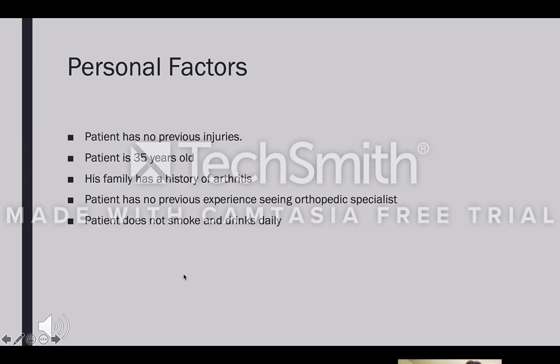Some personal factors of the patient are that he has no previous shoulder injuries in either of his arms. He is 35 years old. His family has a history of arthritis, and the patient has no previous experience seeing an orthopedic specialist or surgeon. The patient does not smoke, but he does drink daily. This information was discovered by having the patient fill out an HRQOL to help get a better understanding of the patient's goals and risk factors.